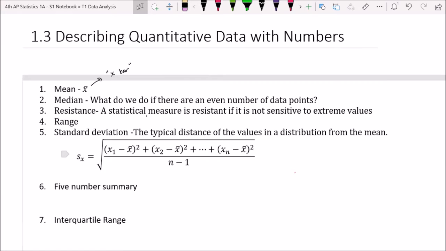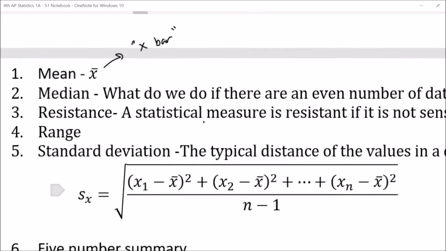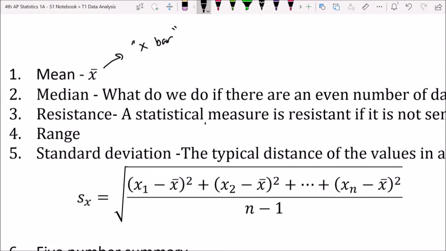All right, range. You already know what range is, don't you? I'm pretty sure you do. Range, in any data set, is just the maximum value minus the minimum value.